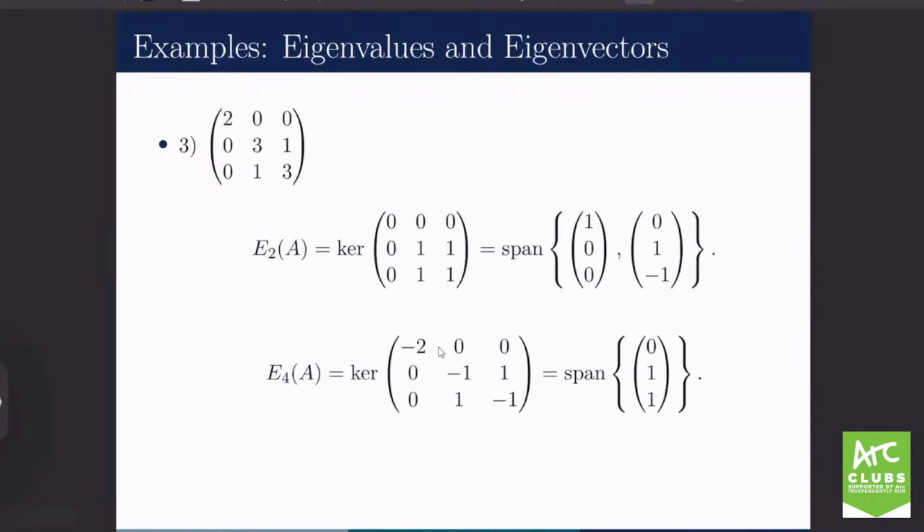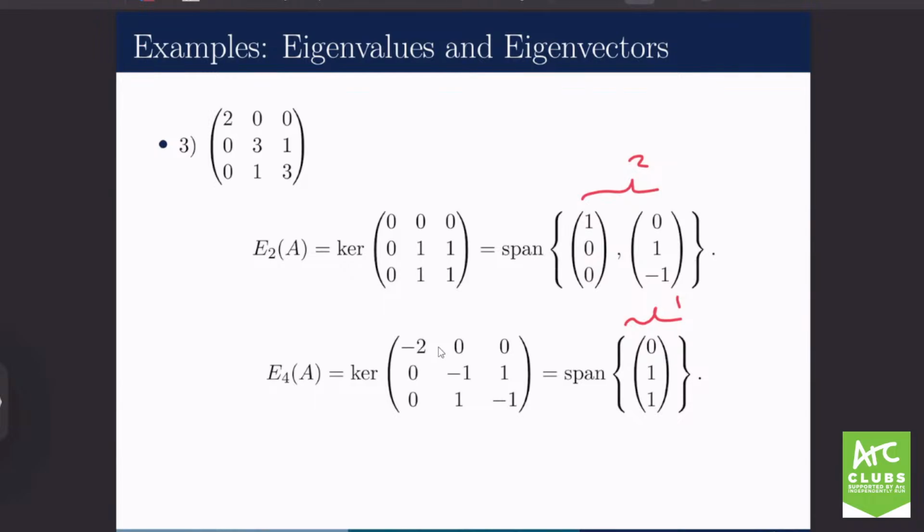So if we look at 2, then we'll get the kernel of this matrix here. And we see that that's equal to the span of (1, 0, 0) and (0, 1, -1). Now we can do the same for 4, and that will give us the span of (0, 1, 1). So you can see that this has geometric multiplicity 2, and this has geometric multiplicity of 1. Now in this case, the algebraic multiplicities were equal to the geometric multiplicities.